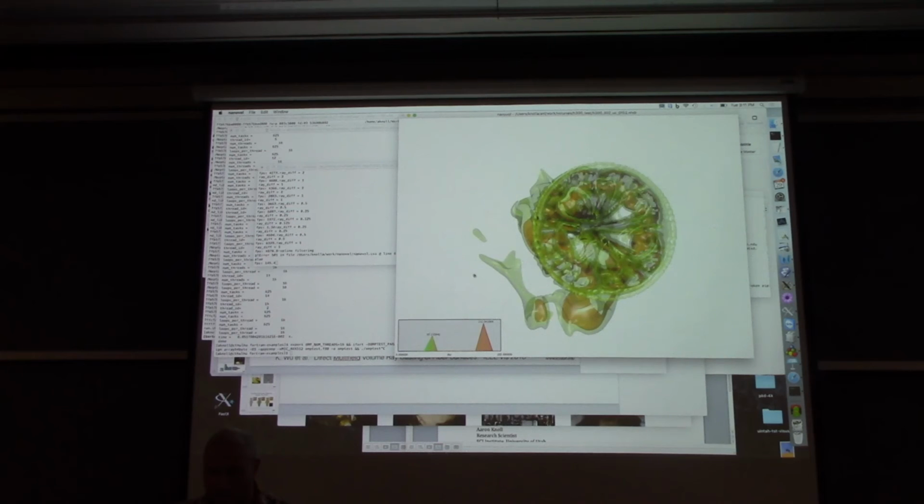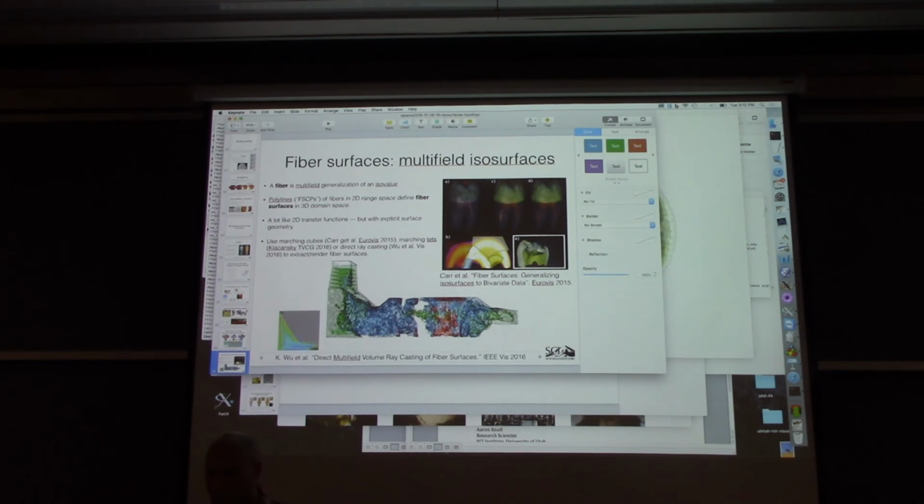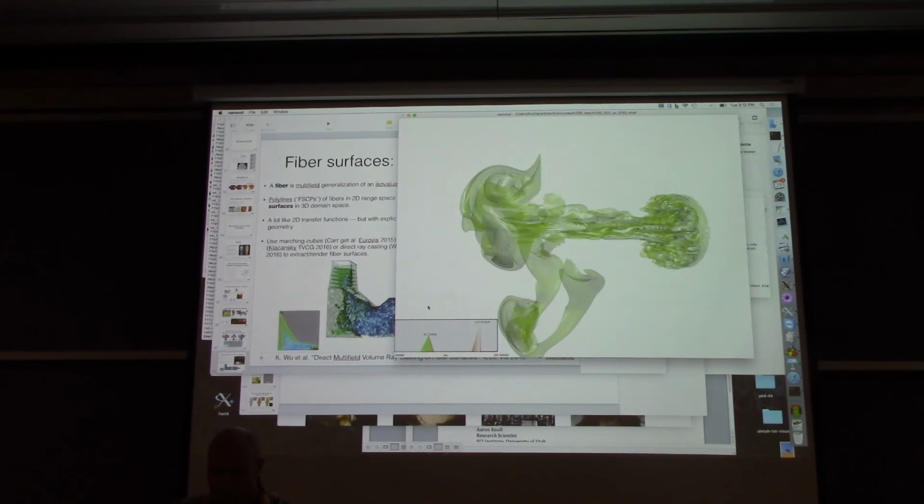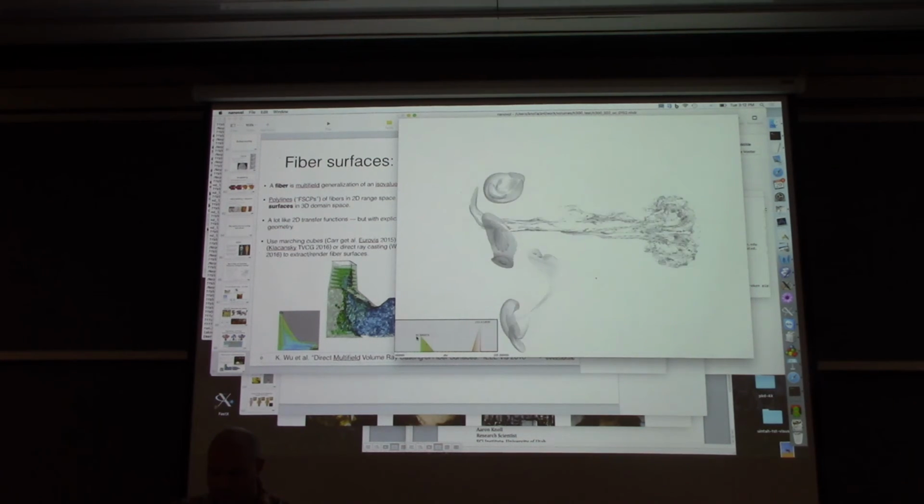And you can apply higher order filters to it. You can move your ISO value around. And these are things that, especially for larger data, would be really expensive using marching cubes or something like that. So yeah, you can see changing the ISO value.